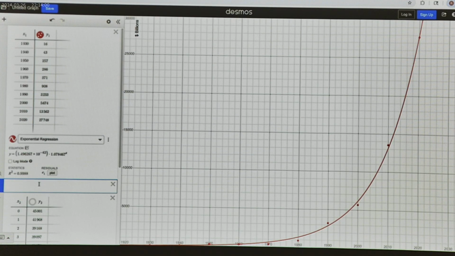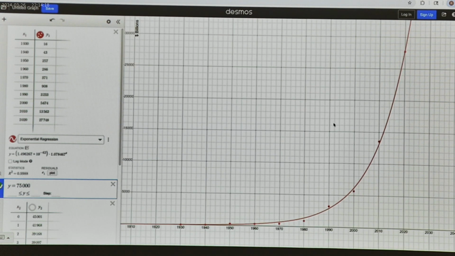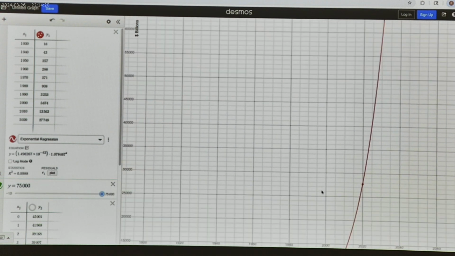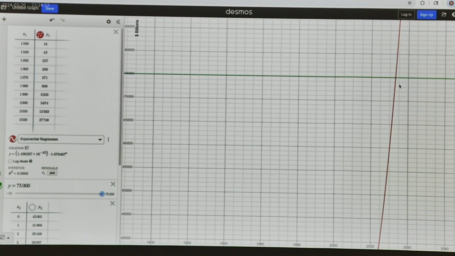So for this one, I'm going to say y equals, and by saying y equals, that means I'm going to be searching along the y-axis here, which with the label, I hope you can read it, is dollars in billions. So I've got y equals, and I'm going to type in 75,000, and that's going to be all the way up here. And it looks like it'll be in 2033, so not too far off.